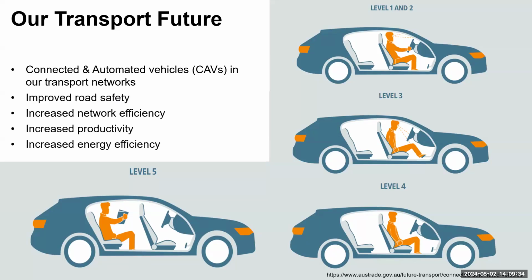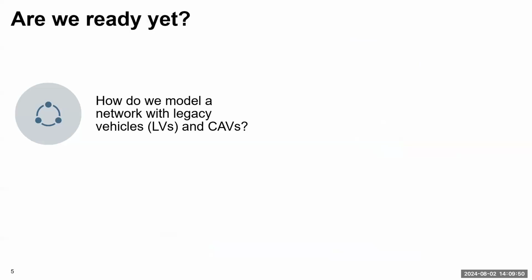So of course, with an idea of having improved road safety, network efficiency, increased productivity, and energy efficiency. So the questions were, are we really ready to have these different automated features in our network? And how do we model a network with legacy vehicles, which are the ICE vehicles, the internal combustion engines, and also the connected autonomous vehicles? And I'll also be talking about the zero emission vehicles as well.